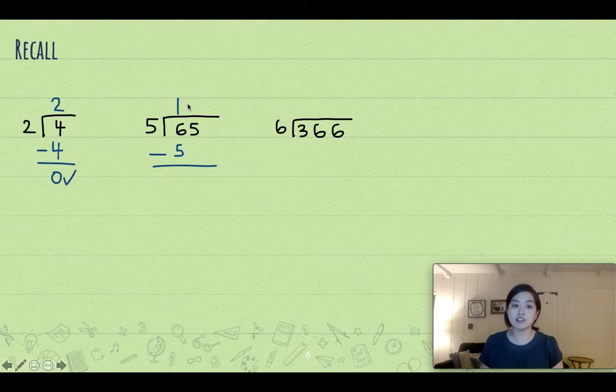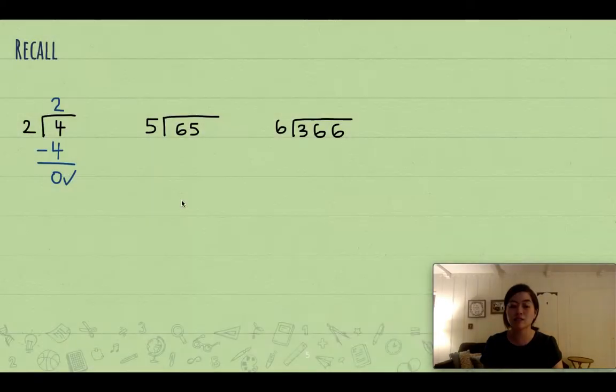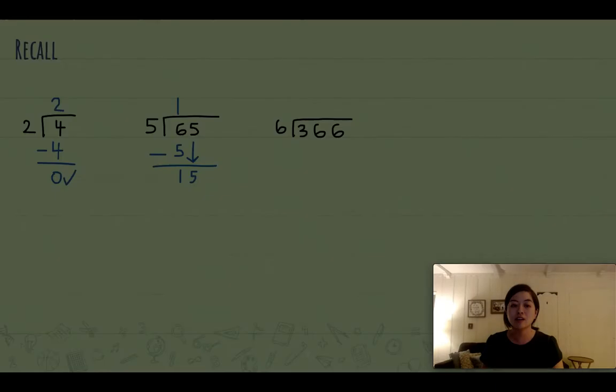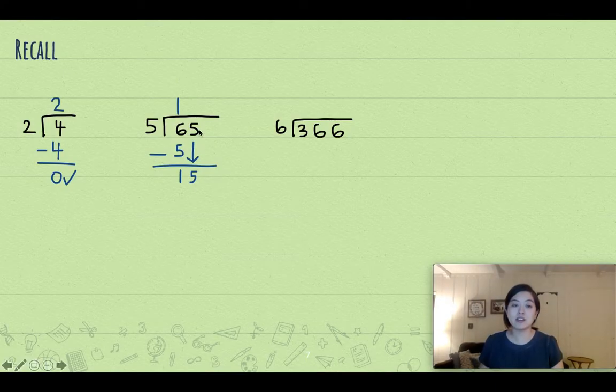So 5 times 1 gets you 5. So I'm going to subtract 5 from 6, and I get a 1. And then I'm going to drop the 5 down here. And then 5 times what gets you 15? That's 3. 5 times 3 is 15. So 15 minus 15 is 0. Nice. So 5 times 13 is 65, or we can think of it as 65 divided by 5 is 13.